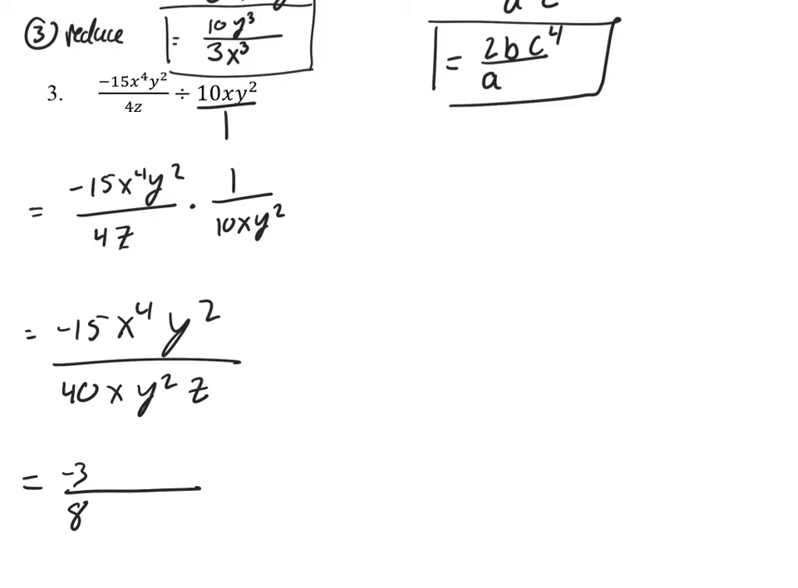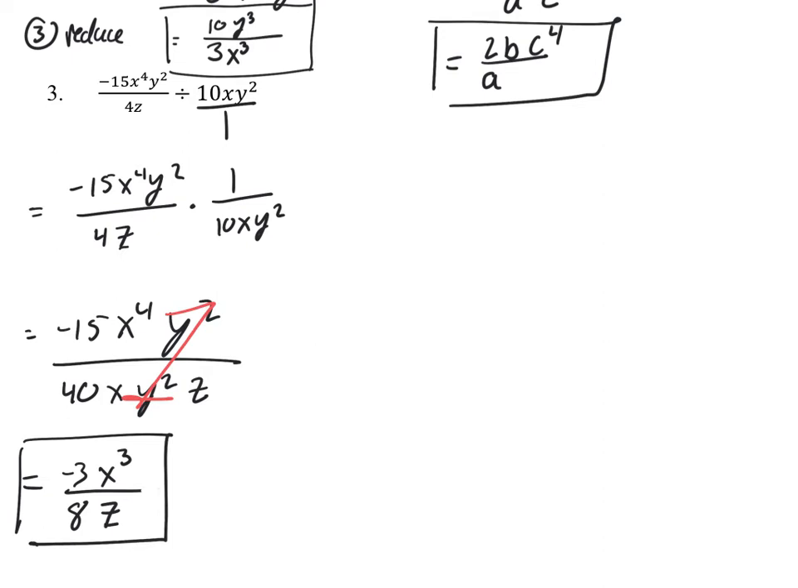X to the fourth over x is x cubed in the numerator. Y squared over y squared is just 1. So remember, anything divided by itself is just 1. And then z is its only thing, so it just goes right there in the denominator. We'll put its little exponent on. And then we're all reduced. So that's reducing with monomials.